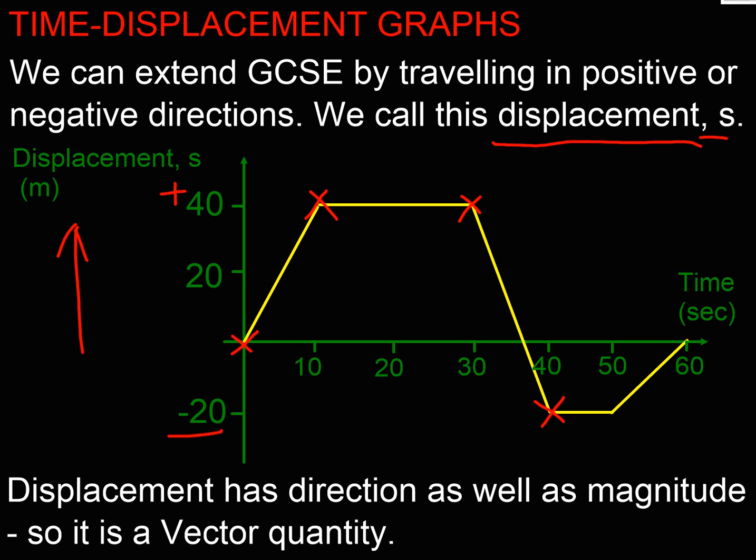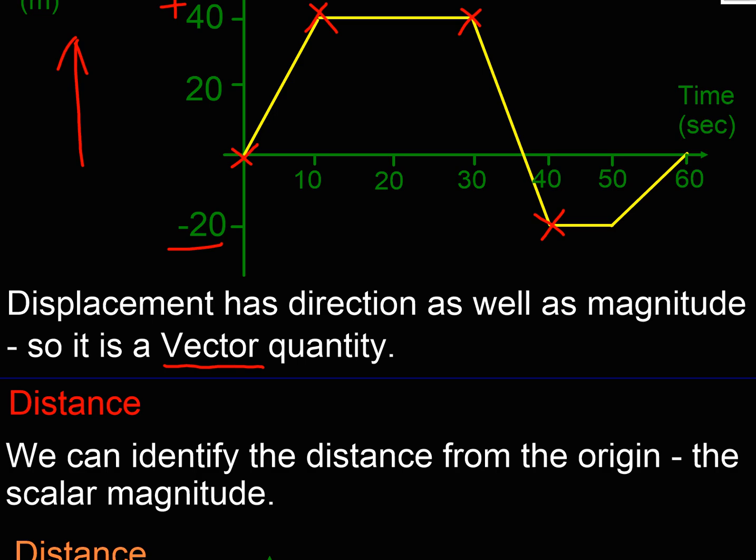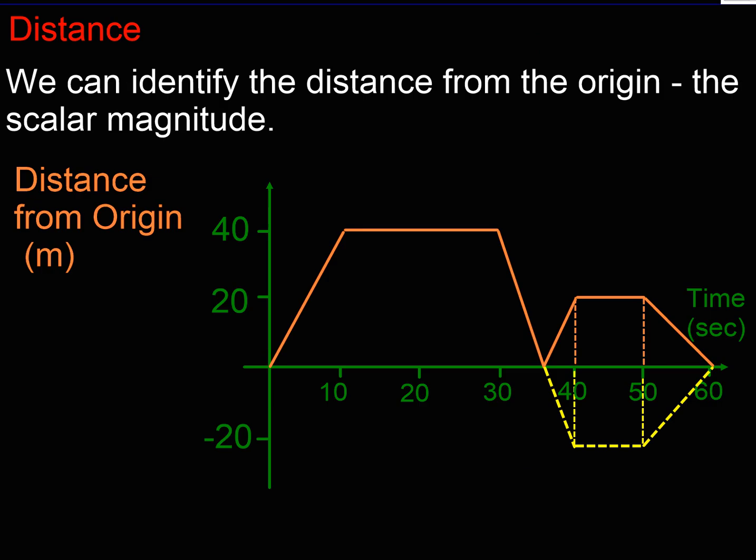So displacement has direction as well as magnitude, and as a result it's a vector quantity, and we use the symbol S for displacement. This is our fundamental measure for the future. It's a vector quantity of movement, and that's different from distance. Now distance is the scalar magnitude of displacement, so it doesn't matter whether I'm plus 30 meters from you or minus 30 meters from you, I'm still 30 meters from you.